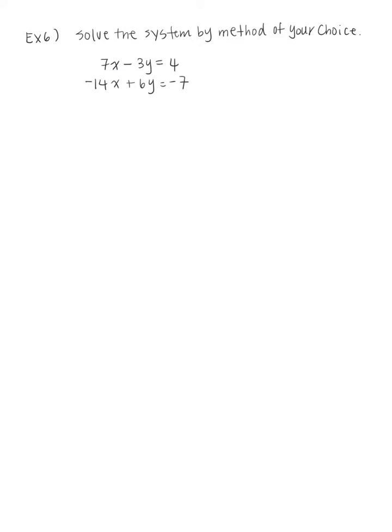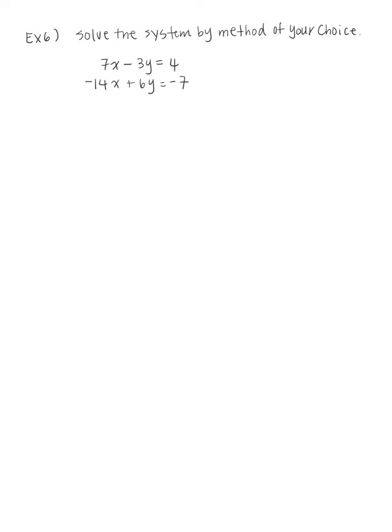Let's do another example. Example 6, solve the system by method of your choice. So here we have 7x minus 3y equals 4, negative 14x plus 6y equals negative 7. So you can pick and choose whatever you like. You can solve this by graphing or substitution method or addition method. But to me, since this is already in standard form, I like to use the addition method for this.